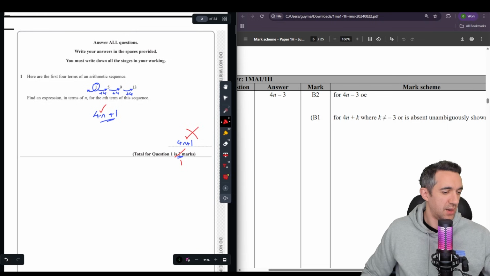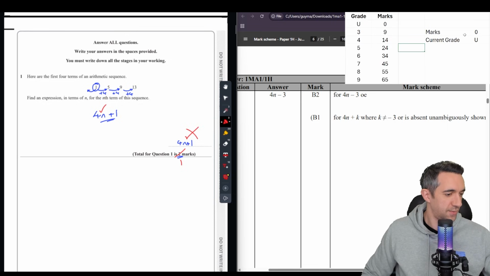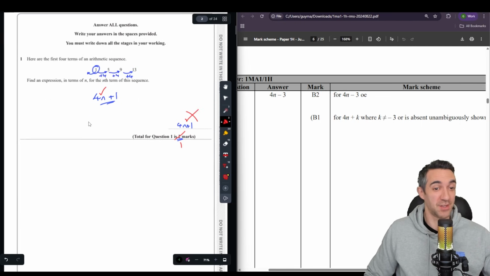So we can go and update our little sheet and say, so far we're on 1 mark, which is not yet enough to register us a grade. But we're off to a good start.